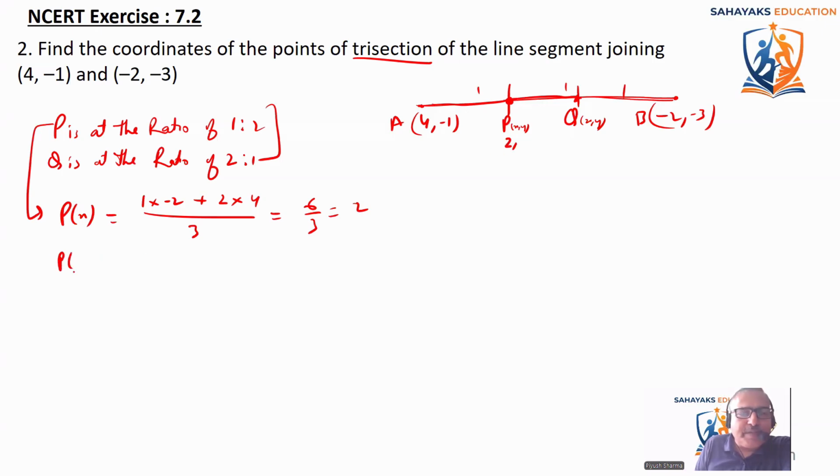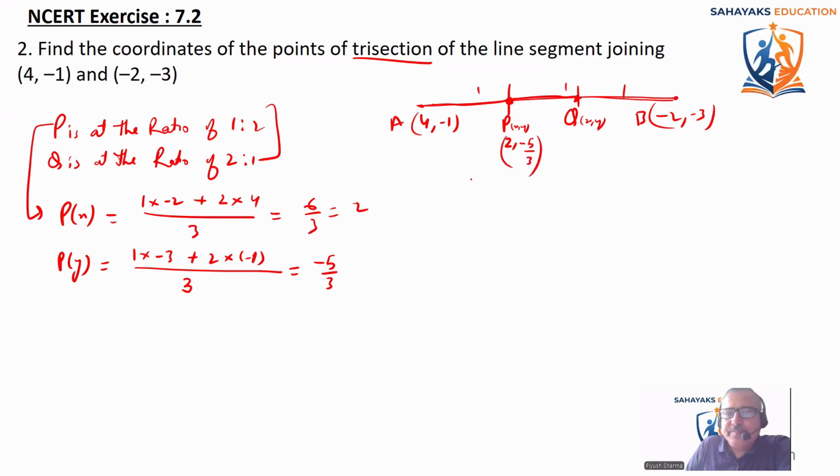Now let's find out the Py. So it is 1 into minus 3 plus 2 into minus 1 divided by 1 plus 2, which is 3. So it comes as minus 3 minus 2 is minus 5 by 3. So Py comes out to be minus 5 by 3.